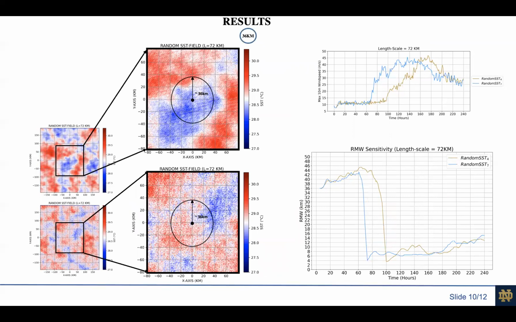A closer look at the SST field used in generating these 2 simulations basically shows that the simulation with an initial onset of rapid intensification corresponds to the simulation where the storm was initialized over a relatively warm SST anomaly of roughly 29 degrees Celsius. However, the simulation with a delayed period of rapid intensification corresponds to a storm initialized over a relatively cooler SST anomaly of roughly 28 degrees Celsius. A plot of the RMW against integration time basically shows something similar.